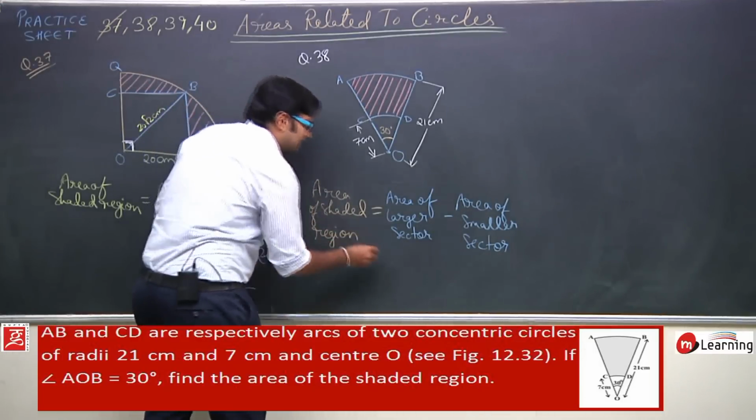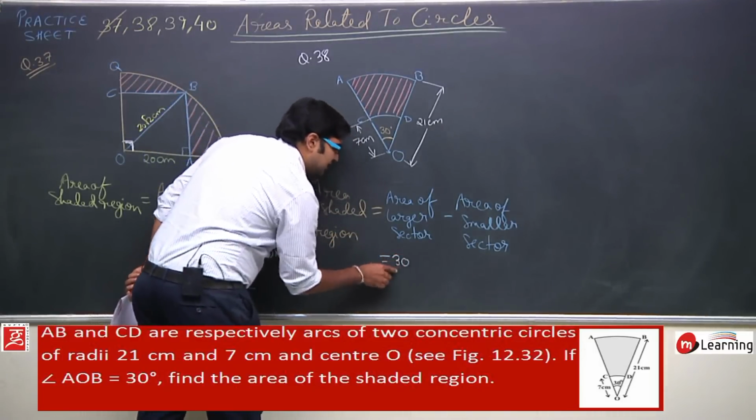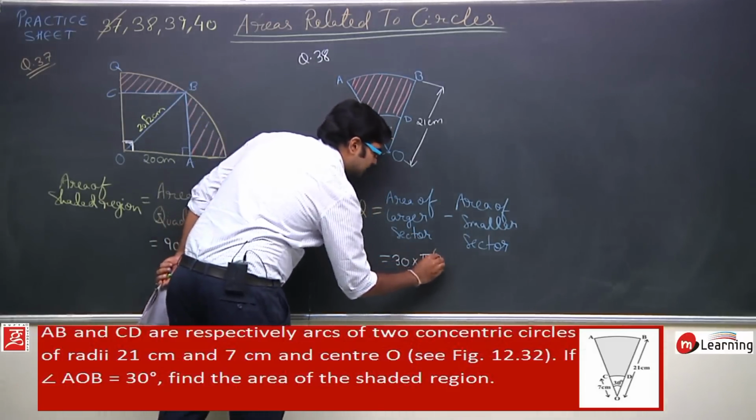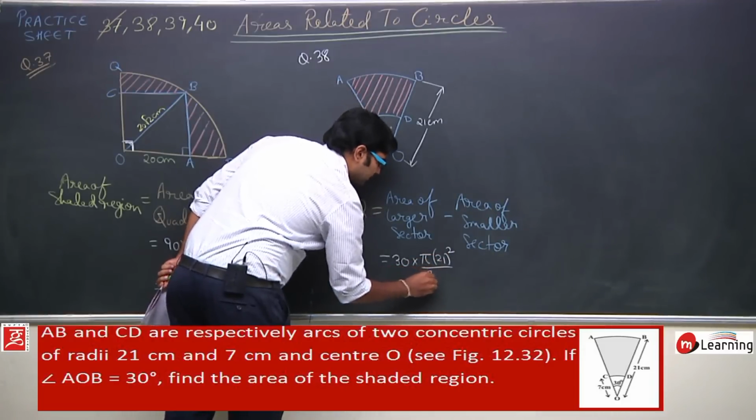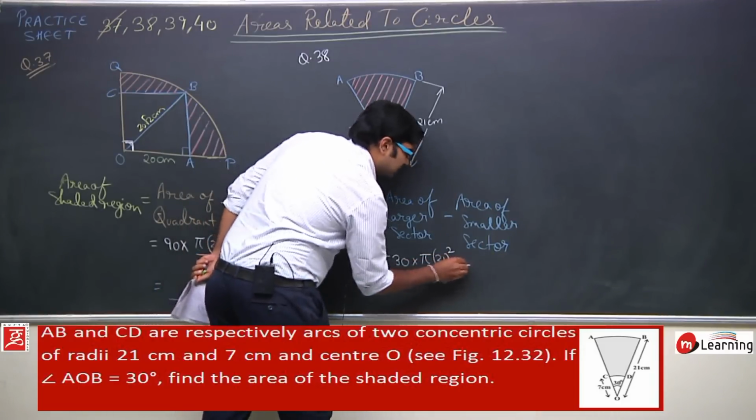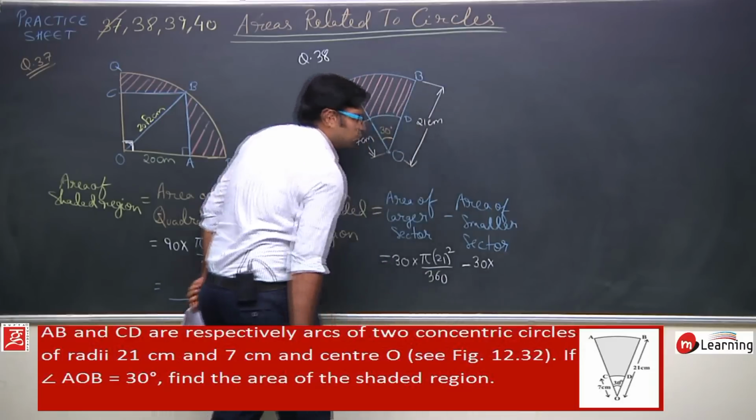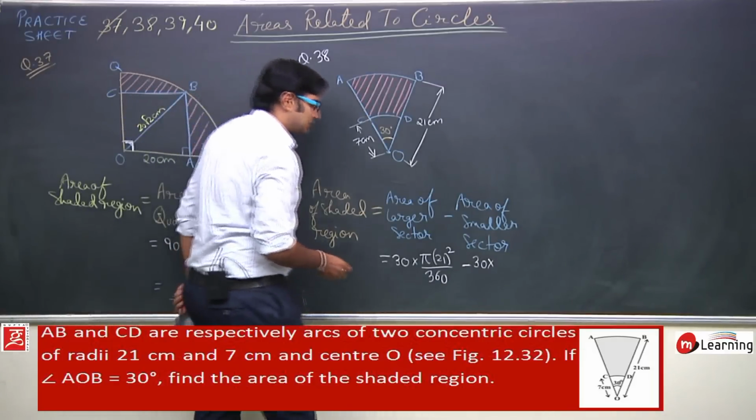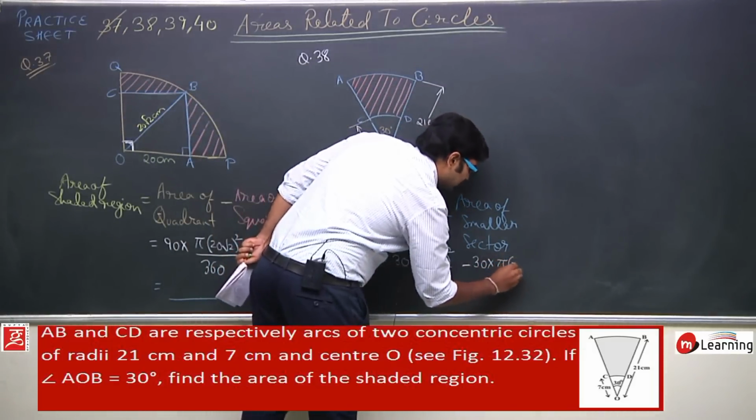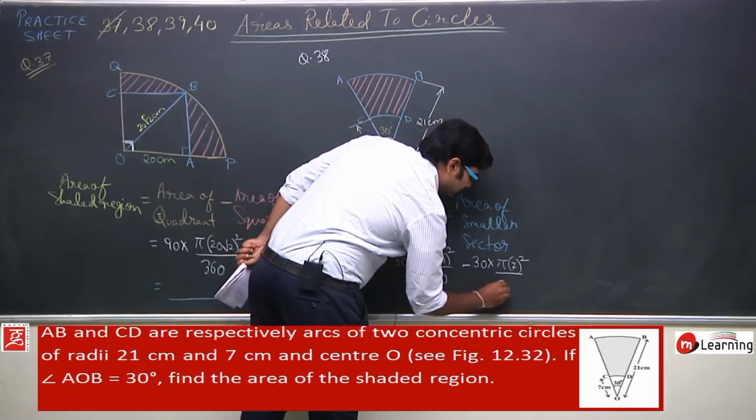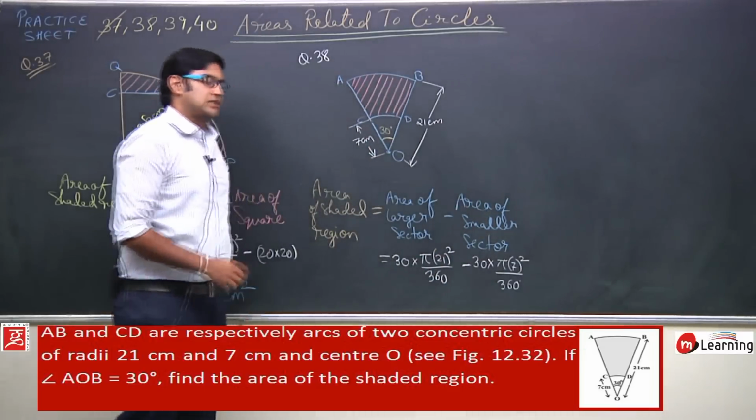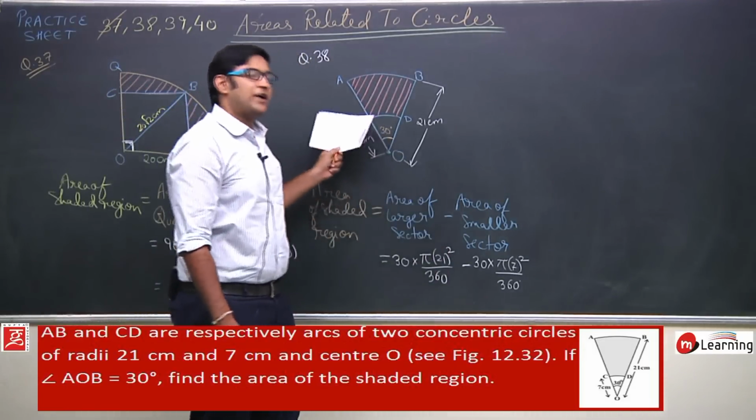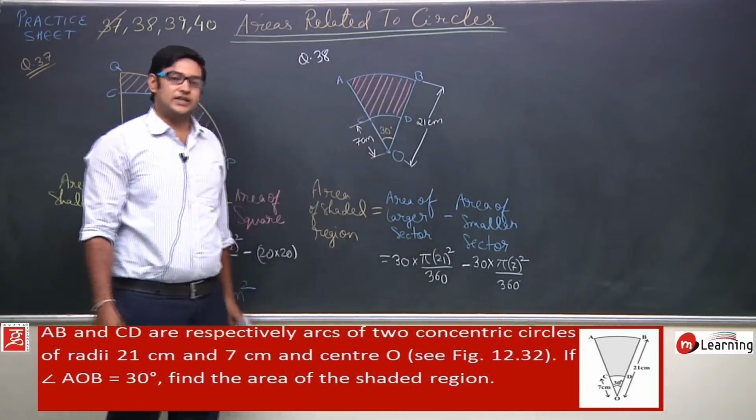So what is the area of the larger sector? It is theta over 360 into pi r square. Now what will be the r for this bigger sector? Larger sector is 30 over 360 into pi times 21 square. The radius for the smaller sector is 7 centimeters, so it will be 30 over 360 into pi times 7 square. So what you need to do is just solve this and get the final answer. You will get the area of the shaded region.